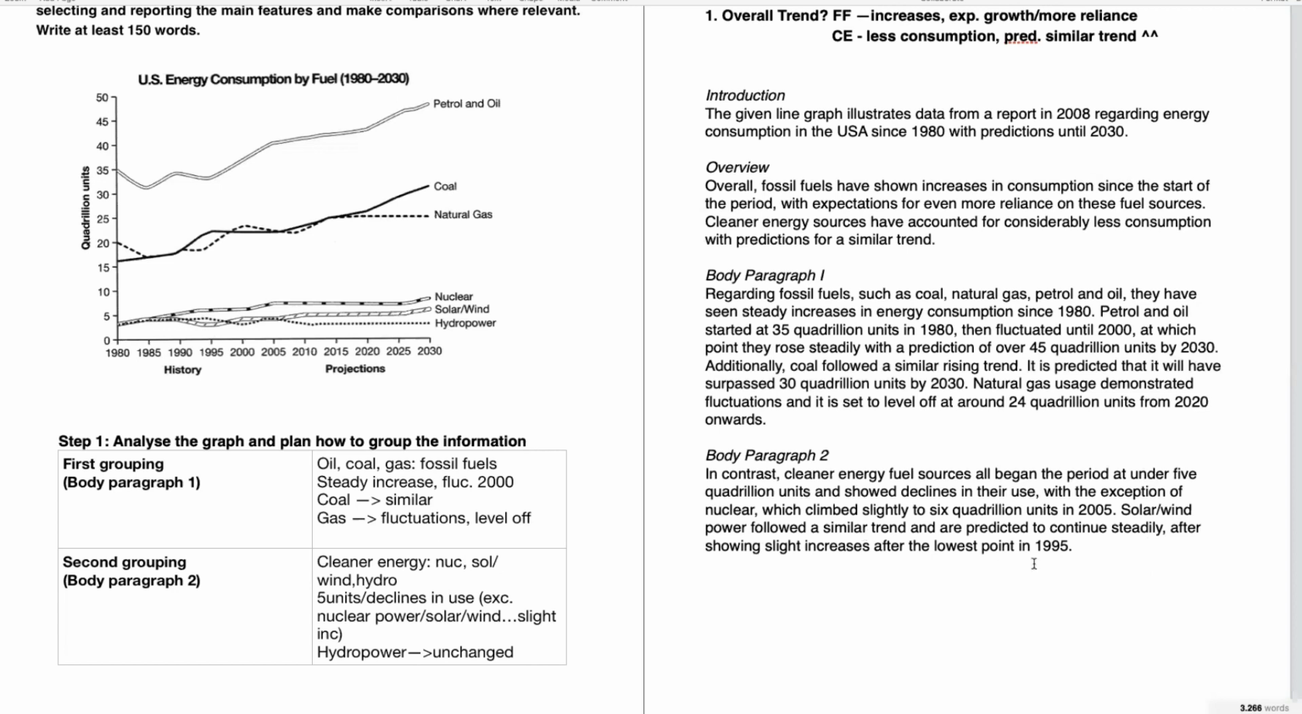Now I'll talk about hydropower, and that's really all we have left to do. So I'll say hydropower has remained the lowest of the 3 and is projected to remain relatively unchanged until 2030. And that is exactly what we see here. It was unchanged, and we have until 2030 in our graph, and it is the lowest of the 3. So that is all we really need for body paragraph 2.